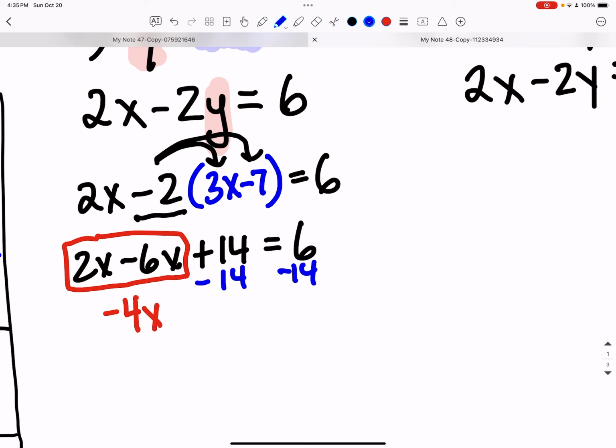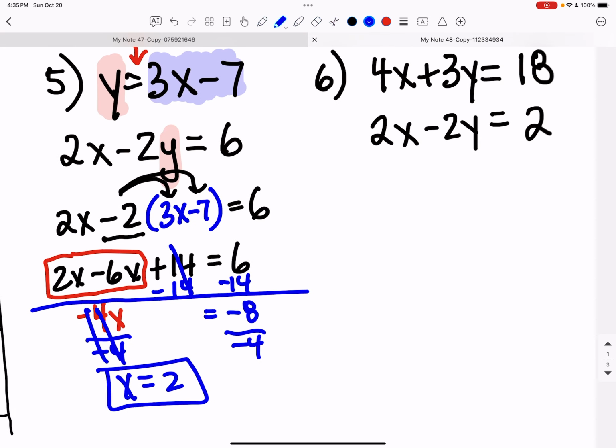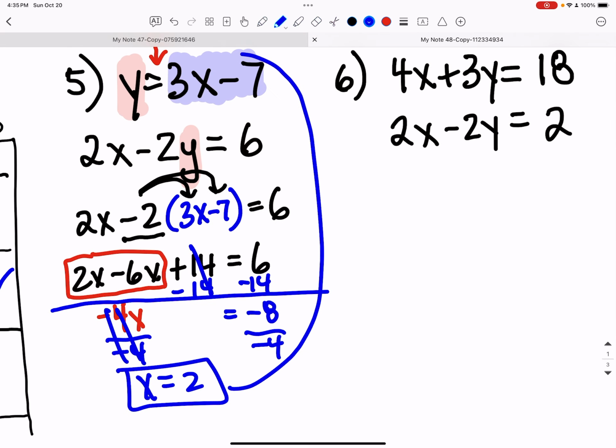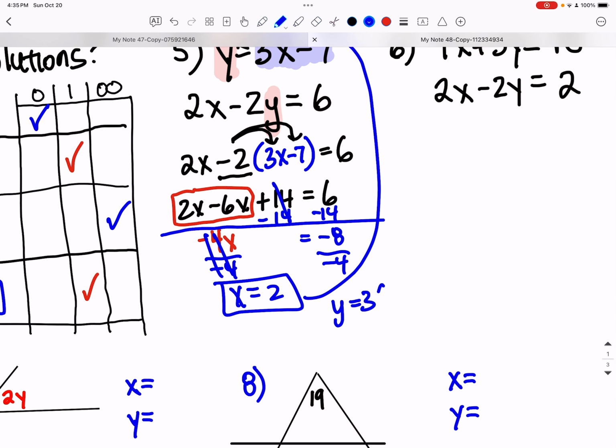So negative 4x's equals negative 8. Divide by negative 4. The negatives cancel each other out, and x equals positive 2. X's equal positive 2, so I'm going to come back up here. If x's are 2's, then this is y equals 3 times 2 minus 7. 3 times 2 is 6, minus 7, y is negative 1, so the answer is 2, negative 1.